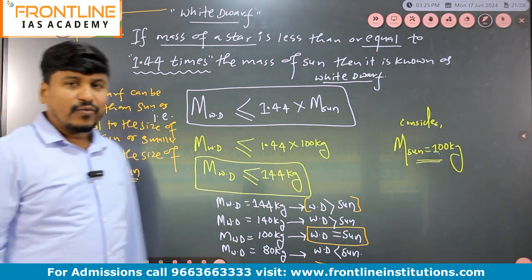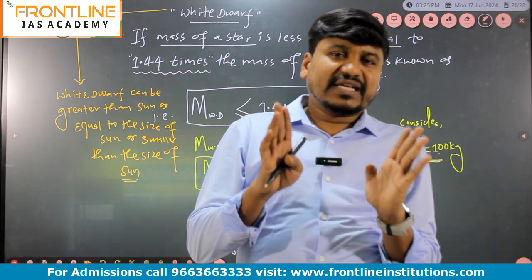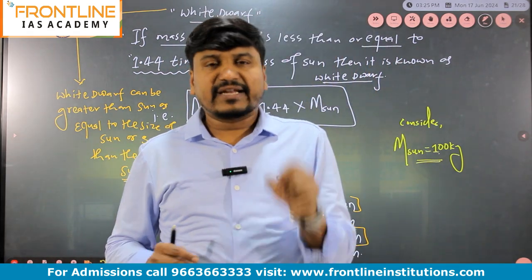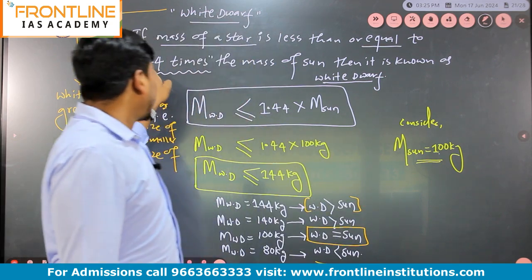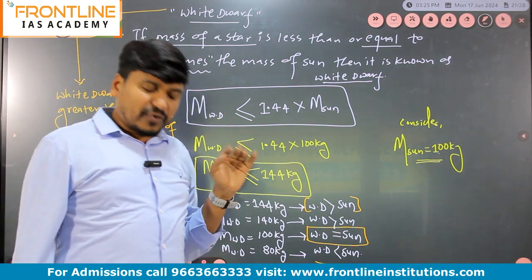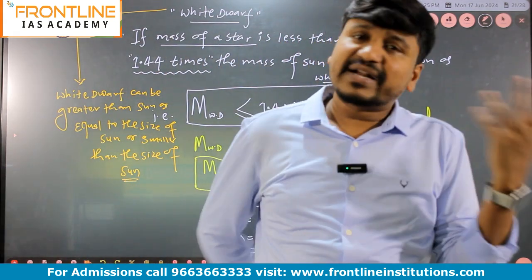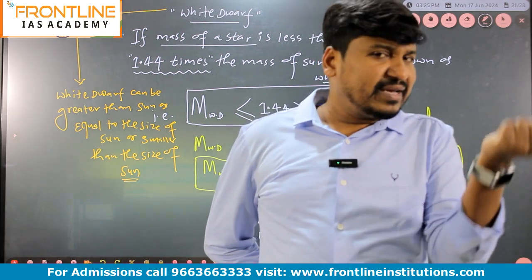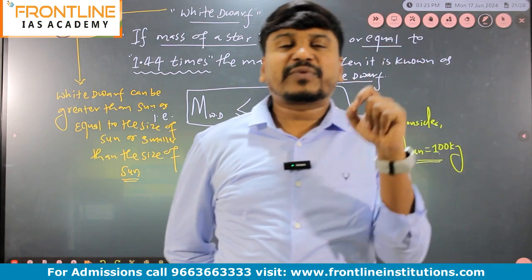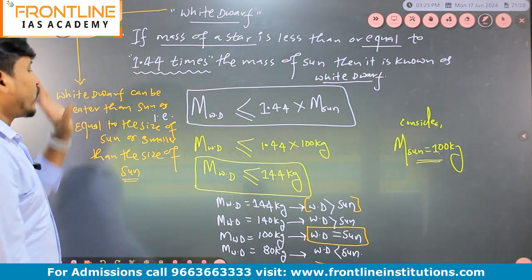If you get the question what is white dwarf, the first answer: white dwarf means any star having mass less than or equal to 1.44 times the mass of the sun. So if you get the question whether white dwarf can be greater than sun, yes, true, white dwarf can be greater than the sun, or less than sun, or equal to sun. All the three statements are correct here. Very important point.